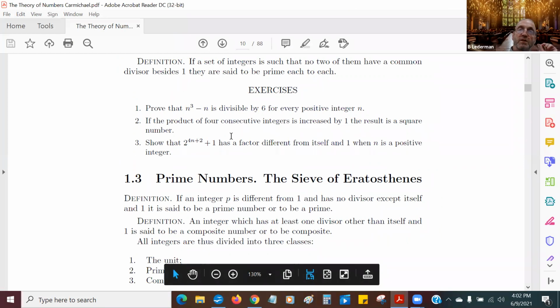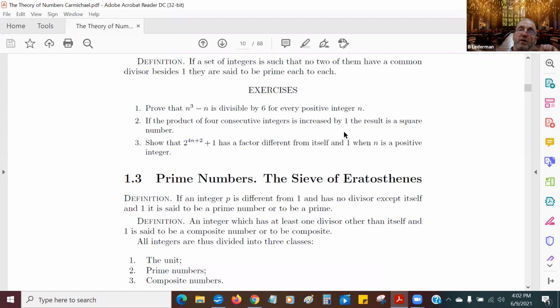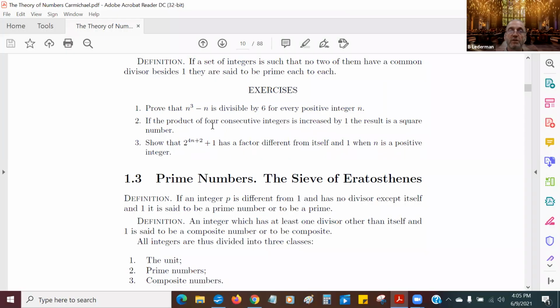If a product of 4 consecutive integers is increased by 1, the result is a square number. So I want to take the product of 4 consecutive integers and increase it by 1, and that will give me a square number. Okay, I'm going to show you how to do this again. I'm not going to bother with induction here. I'm just going to do a very simple algebraic argument. Okay, so let's see what this looks like.